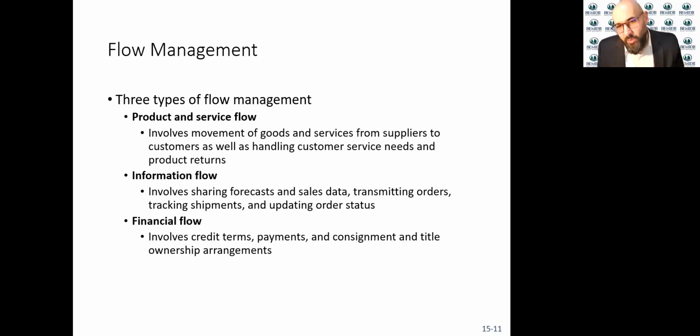And the financial flow, which involves credit terms, payment, collecting the cash, ownership agreements and arrangements. All of that is going to be in a different flow. So these are the three flows that we consider and see in the supply chain.